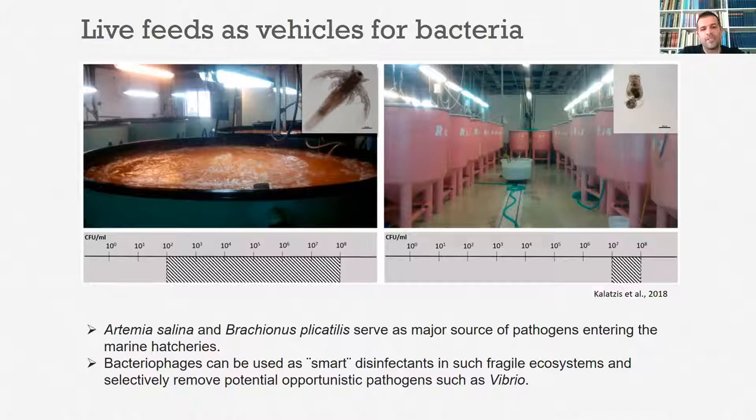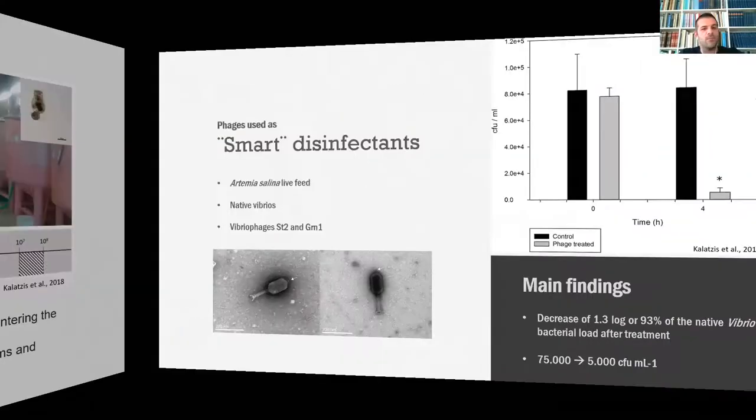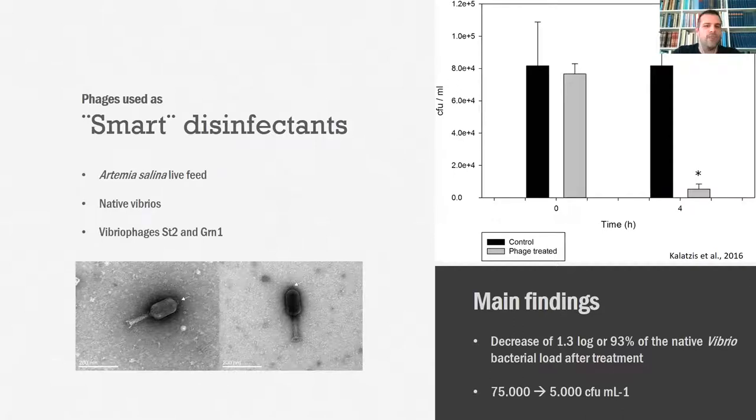So when live feeds enter, they carry along some opportunistic pathogens, some potential threats for future outbreaks. Our first idea, the plan that we have been working on for several years and experimenting with, is to use bacteriophages as smart disinfectants in these fragile hatchery systems. Smart disinfectants basically means selectively removing potential opportunistic pathogens from the hatchery system.